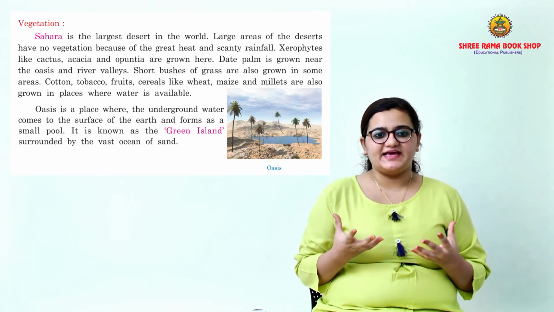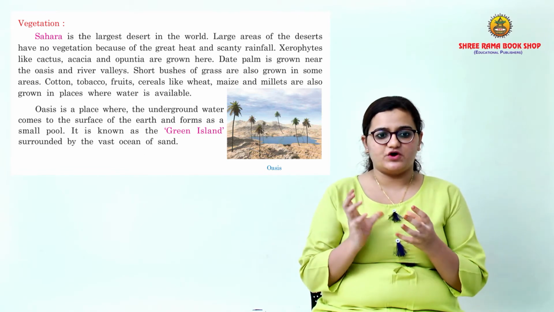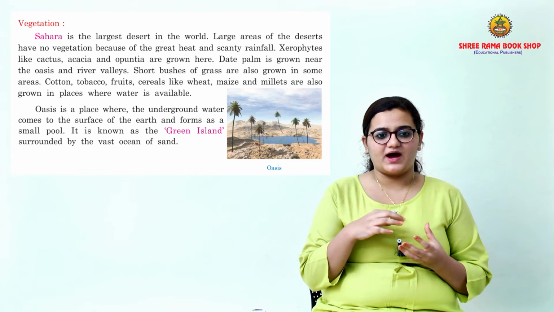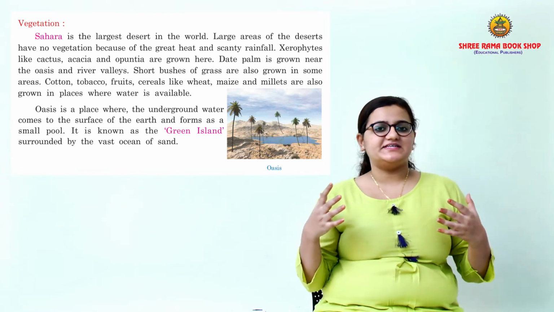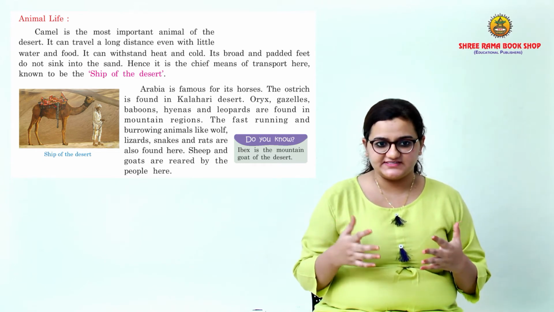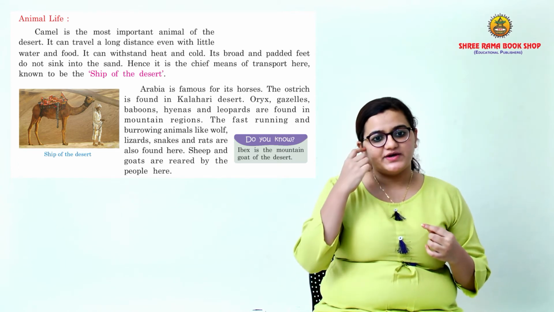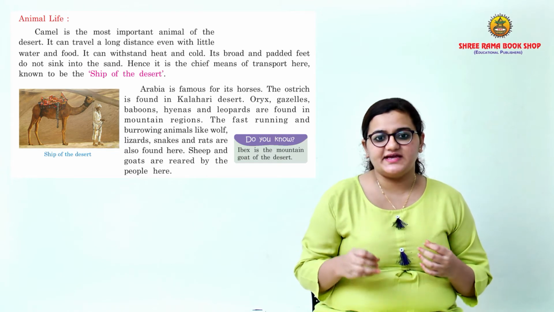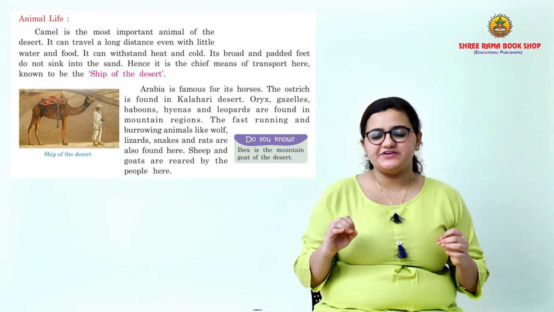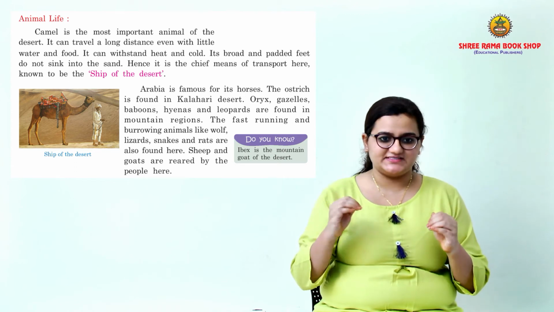Now, an oasis is a place where the underground water comes to the surface of the earth and forms a small pool. It is also known as the green island surrounded by a vast ocean of sand. Now let us discuss the animal life present here. The camel is the most important animal of the desert. It can travel long distances even with little water and food. It can withstand heat and cold. Its broad and padded feet do not sink in the sand. Hence it is the chief means of transport in the desert, which gets the name the ship of the desert.